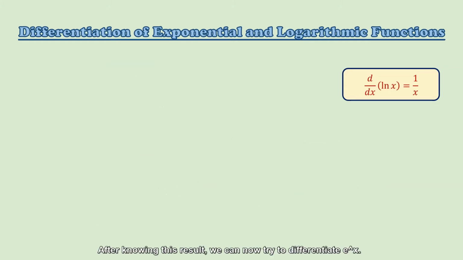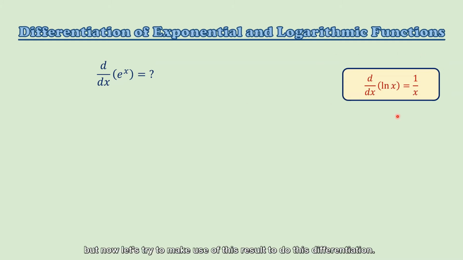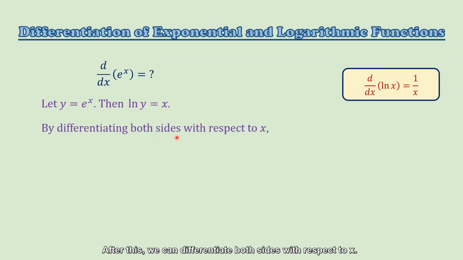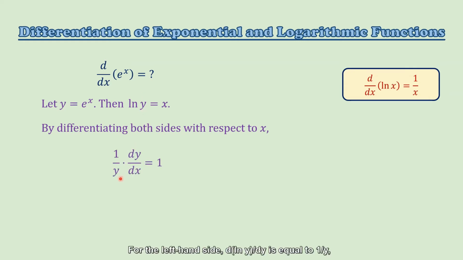After knowing this result, we can now try to differentiate e to the power x. Of course, we can do this differentiation from first principles, but now let's try to make use of this result. First of all, we can let y be e to the power x. Then we can take natural log on both sides so that log y is equal to x. After this, we can differentiate both sides with respect to x. For the left hand side, d log y over dy is equal to 1 over y. And then by chain rule, we should multiply dy/dx here. And then dx/dx is just equal to 1. After solving for dy/dx, we get that dy/dx is just equal to y.